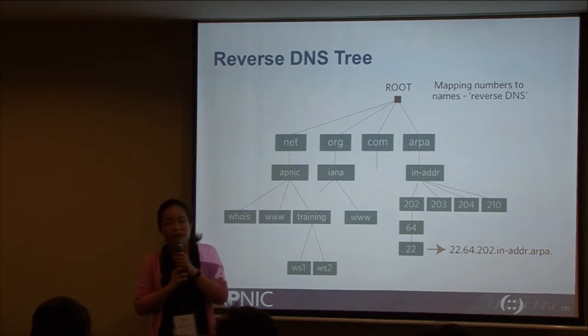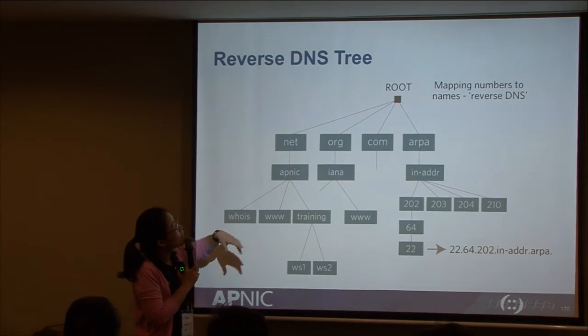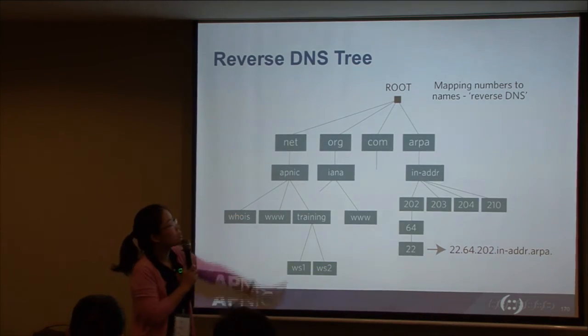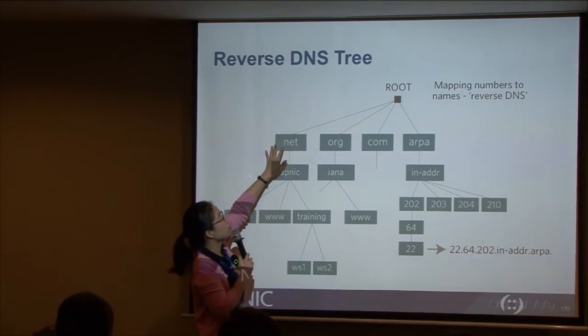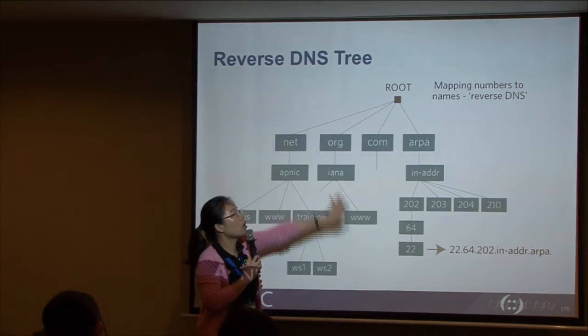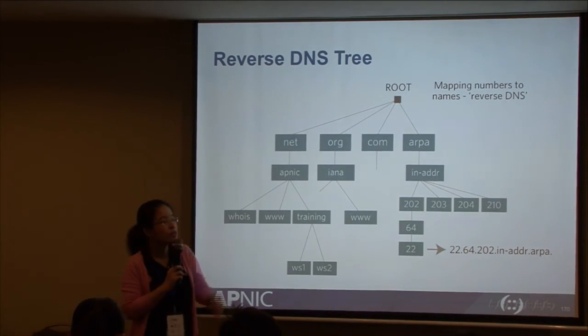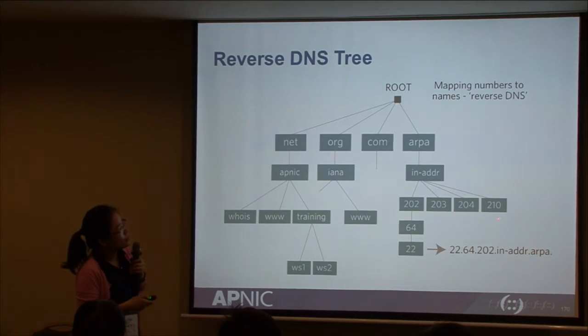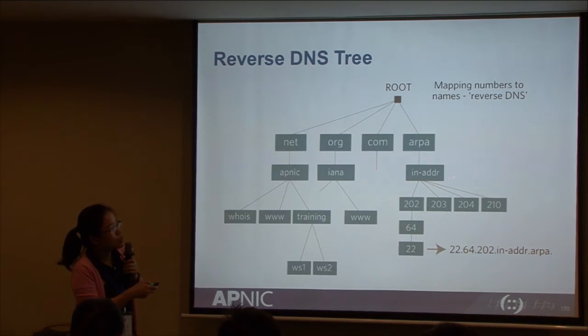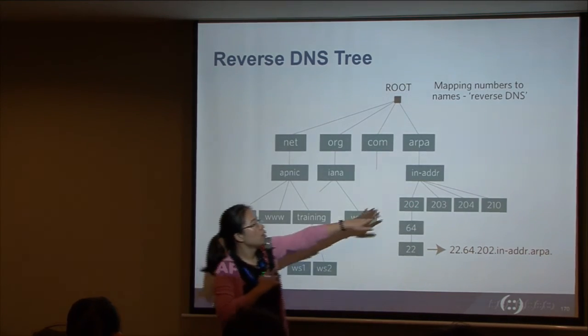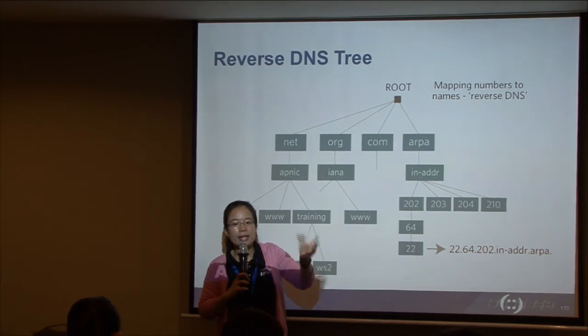So the reverse DNS tree is like this. You can see the DNS tree has the root dot, and then we have .net, .org, .com. And for reverse DNS, it goes to the ARPA and then in-addr. This in-addr is for IPv4. Later we can see IPv6, ip6. And then you can see it is a little bit like class A, class B, class C.